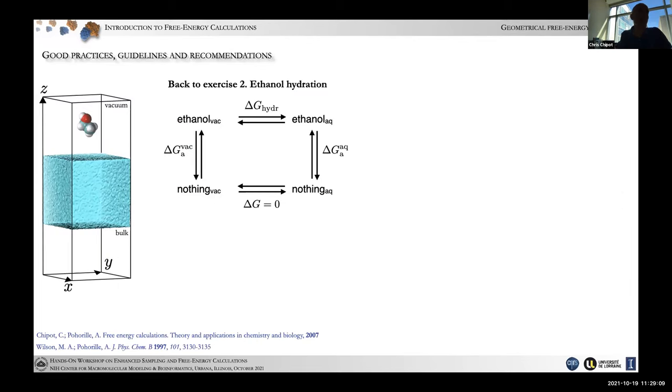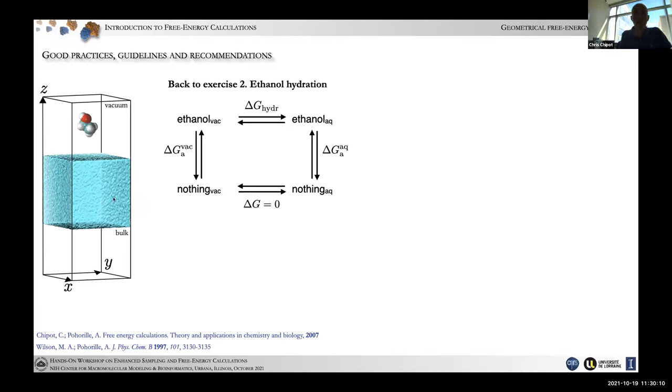Remember what I was saying about ethanol hydration and how we estimated it by considering the alchemical transformation using free energy perturbation. And I was telling you we can do the calculations directly, calculate delta G hydration directly. Well, for that we need to invoke a different setup. So it's the same box of water, but we will leave extra space above and below to describe the gas phase. And we will place our solute in vacuum in the gas phase, sufficiently far from the water-air interface so that it doesn't feel it. And now my reaction coordinate is the distance between the center of mass of ethanol and the center of mass of the water phase projected onto the z-axis.